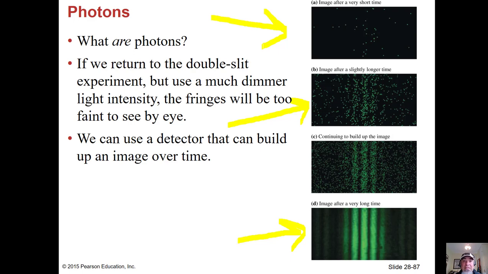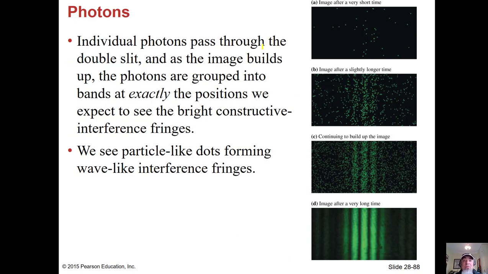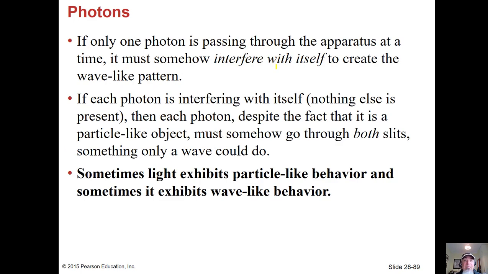Okay, all the way from A through D. So individual photons pass through the double slit, and as the image builds up, the photons are grouped into bands at exactly the positions that you would expect for the double slit experiment if you thought about it as waves. So you see particle-like dots forming these wave-like fringes. Remember back in chapter 17, double slit experiment, we just had a nice picture like this. We thought of it as waves. But if you take the intensity down, it actually appears, especially in these earlier ones, as particles hitting.